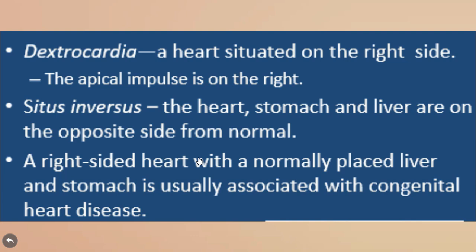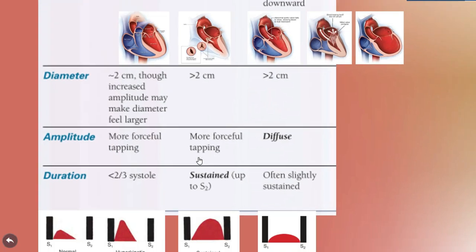If the apex beat is on the right, they call it dextrocardia. Situs inversus is the term if the heart, stomach, and liver are on the opposite side from normal. A right-sided heart with a normally placed liver and stomach is usually associated with a congenital heart disease.